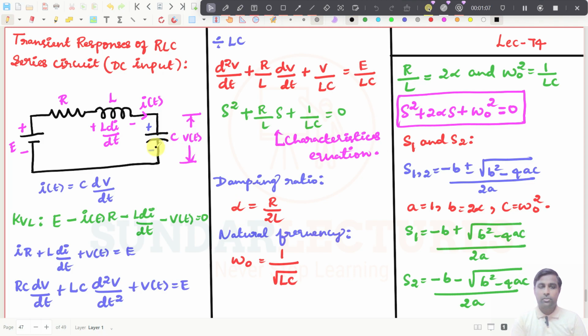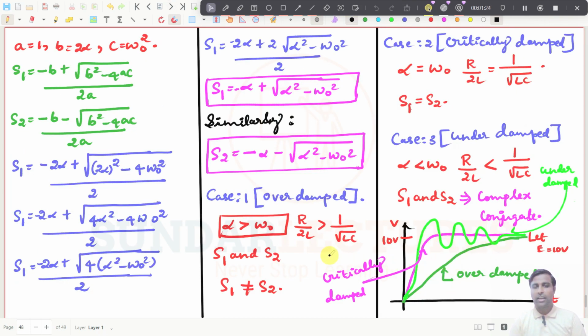So this alpha depends on this value. The voltage going to be stored in the capacitor will be either overdamped or underdamped, or it will be critically damped. Those are the three cases we have seen in the previous class. That is what we have taken here: case 1 overdamped, case 2 critically damped, case 3 underdamped, right? So these three cases vary because of the characteristic roots, right?